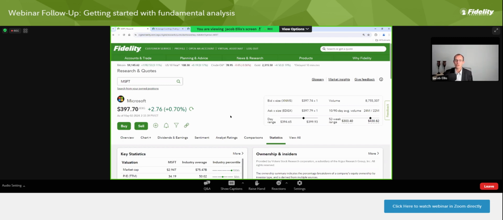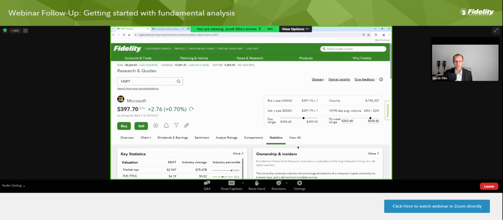Instead, I need to do some thought, measure some ideas, and say, you know what? It should be worth $450. And at $400 per share, at $397, that's a bargain. I am happy to buy shares at this price because they should be worth $450. That's what a fundamental analyst is doing.